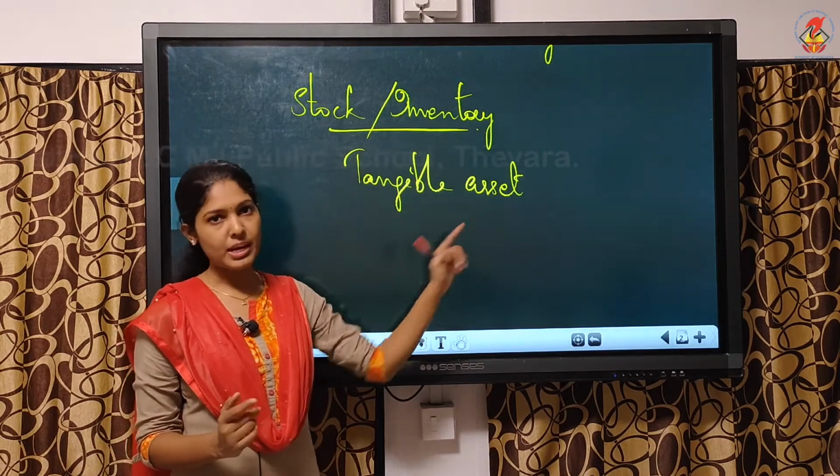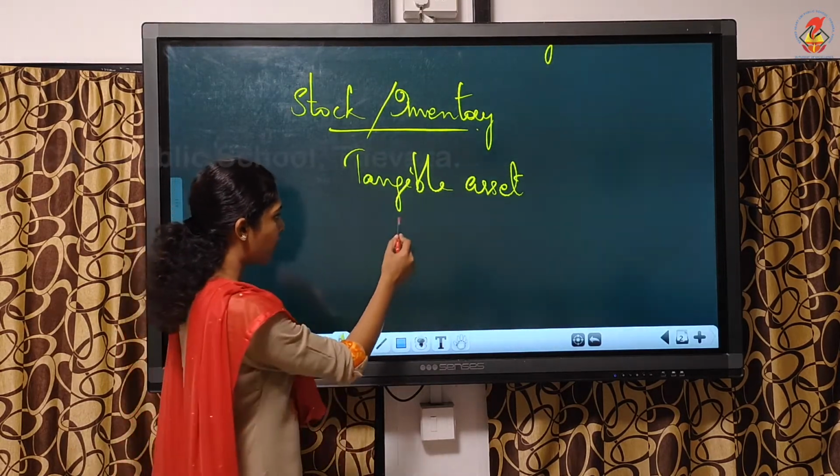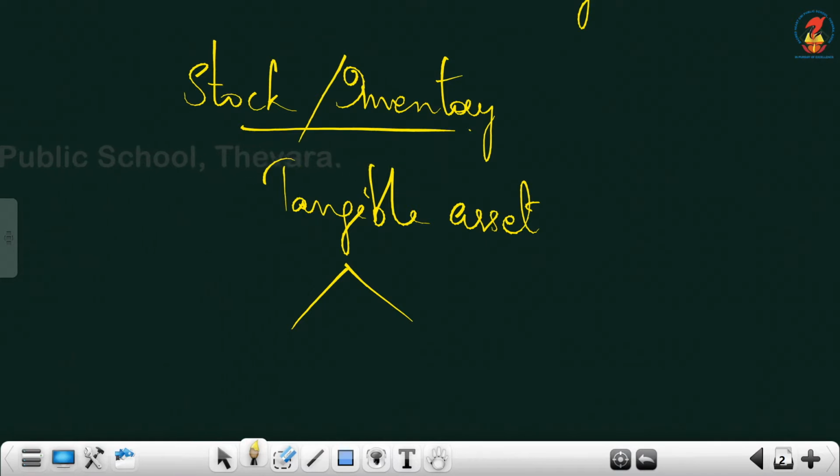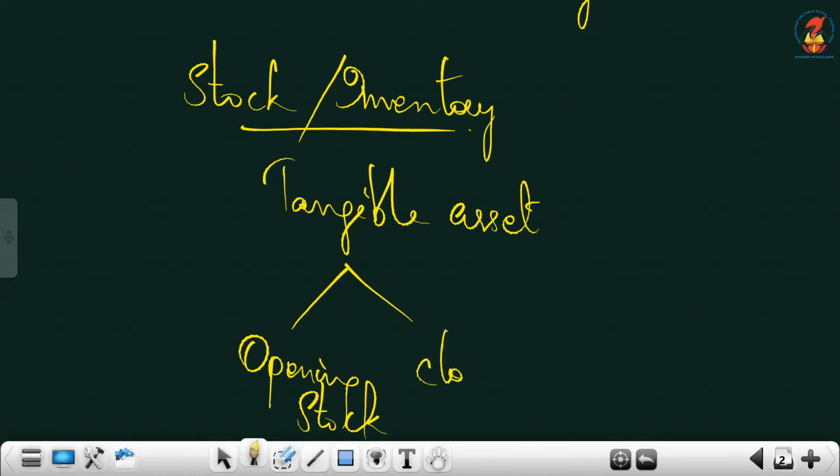It is a tangible asset. Now we can divide stock into two, that is opening stock or opening inventory, and we have closing stock or closing inventory.